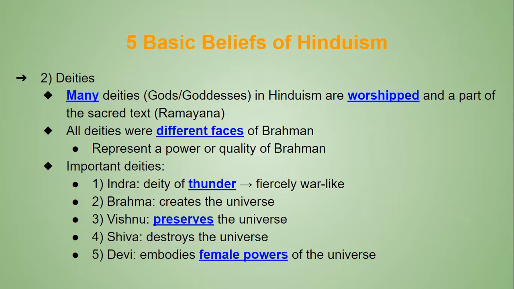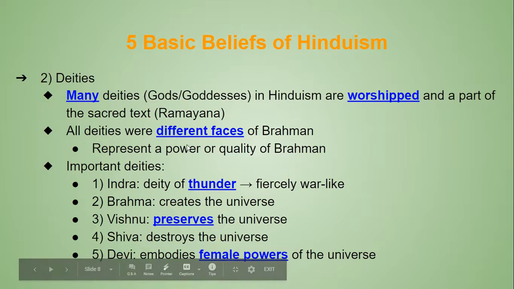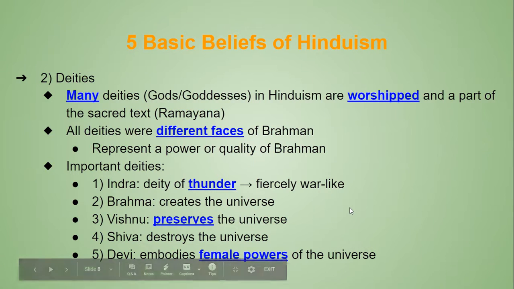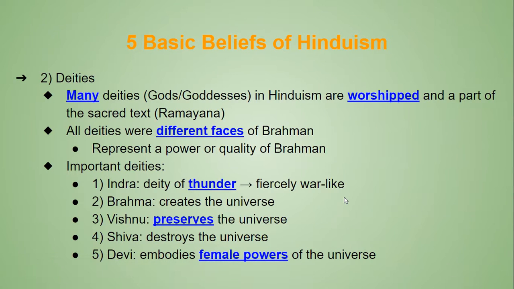Hinduism is polytheistic, which means that they believe in many gods. It is the largest polytheistic religion in the world today. And so we have many deities in Hinduism that are worshipped as part of the sacred text, the Ramayana. All the deities were different faces of the Brahmin. Some important deities or gods: Indra, Brahma, Vishnu preserves the universe, Shiva destroys the universe. So there are a number of these very important polytheistic gods.